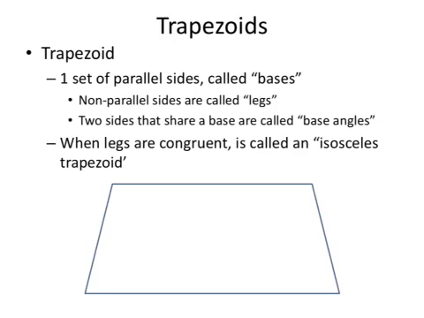Okay, let's first talk about trapezoids. If you have one set of parallel sides called bases, then you have a trapezoid. Okay, notice these other two sides are not parallel. These non-parallel sides are called legs. So this is a leg, this is a leg. We have a base here and a base here. Okay. Now the two angles that share a base are called base angles.